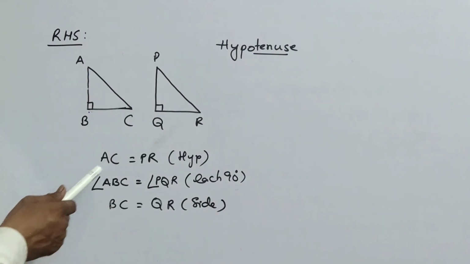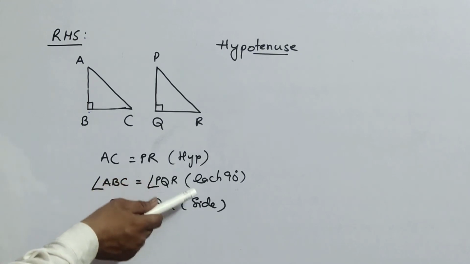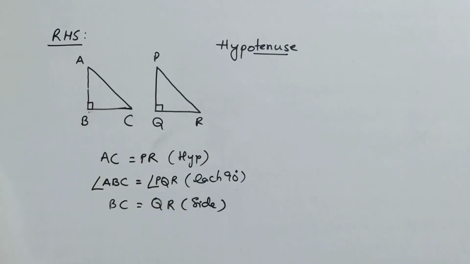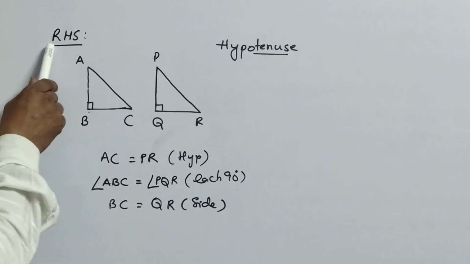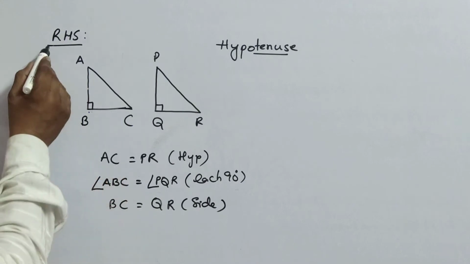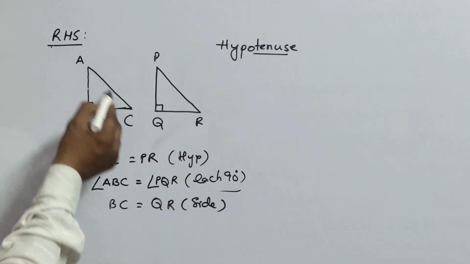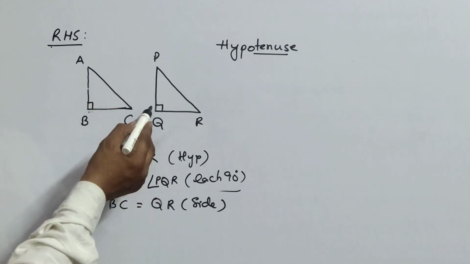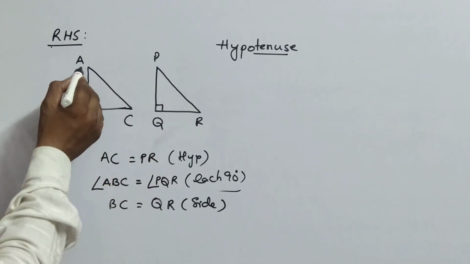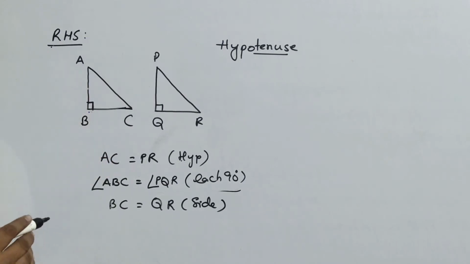Is it clear now? Hypotenuse, side and angle. So right hypotenuse side triangle. Right means the triangle has 90 degrees, hypotenuse means this one, and side means any one of the sides. Or better, you just take that it is a right angle triangle. That will be R.